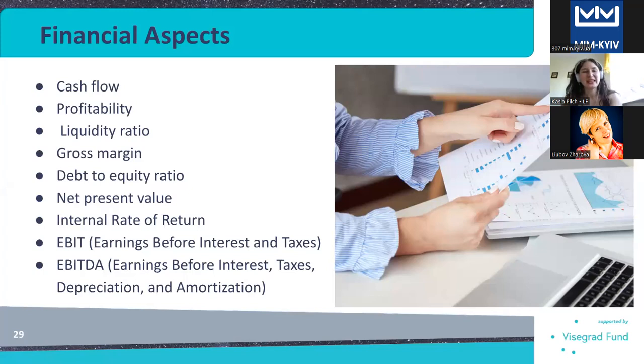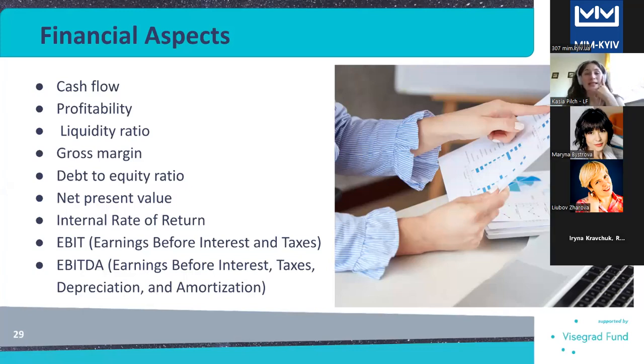So we talked about the gross margin. Another thing is the debt to equity ratio. This indicator allows you to assess how large the financial liabilities of the company are in relation to its revenue. It is important in a business plan because it allows you to estimate the company's ability to pay its debts. So basically, can you pay your debts? It's important to include in the business plan.